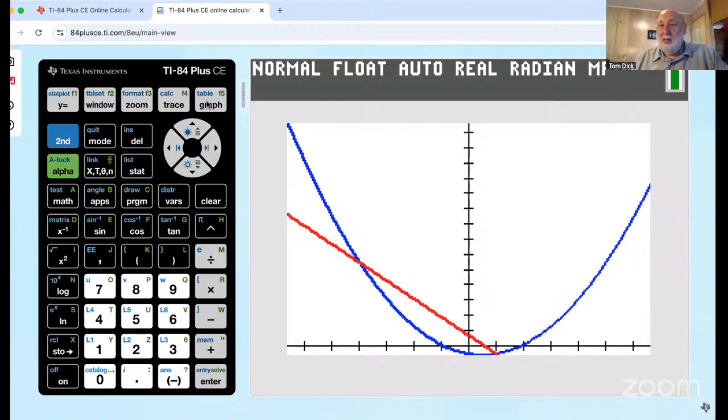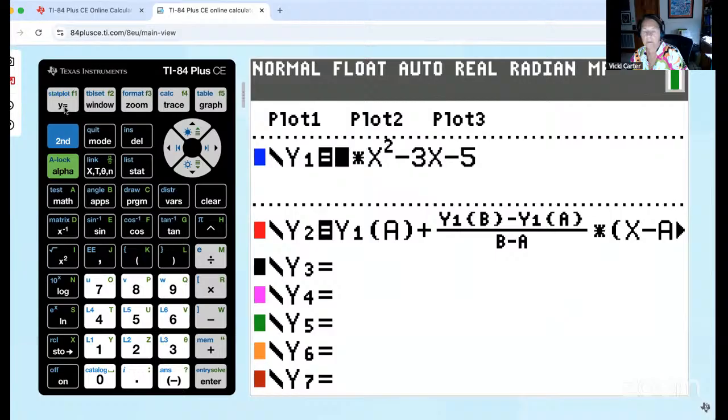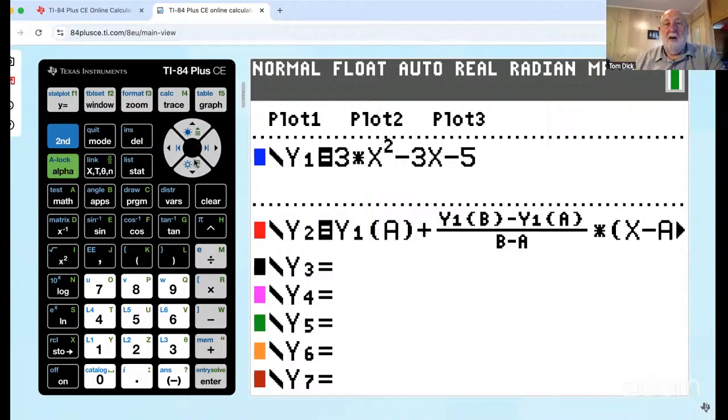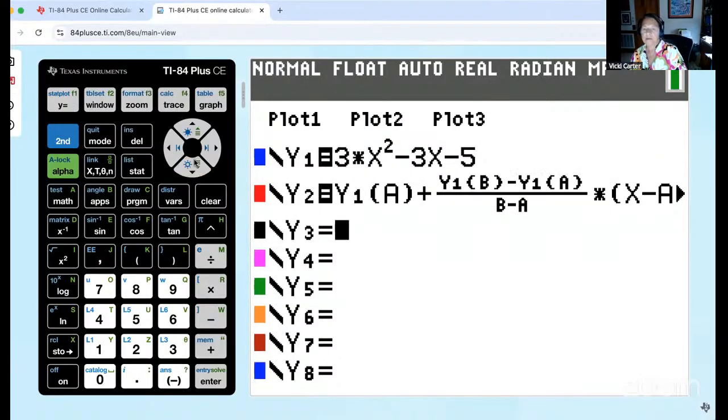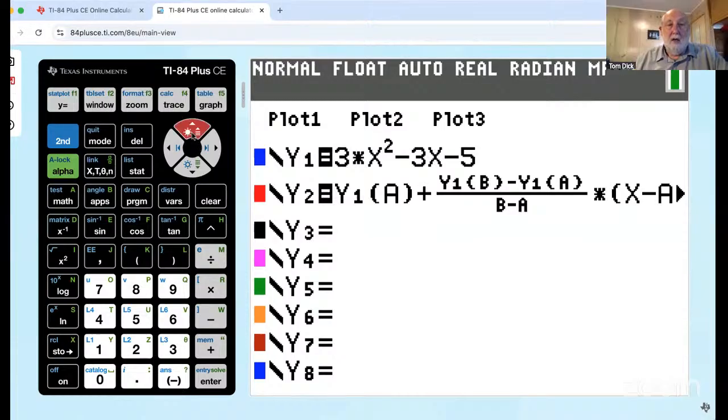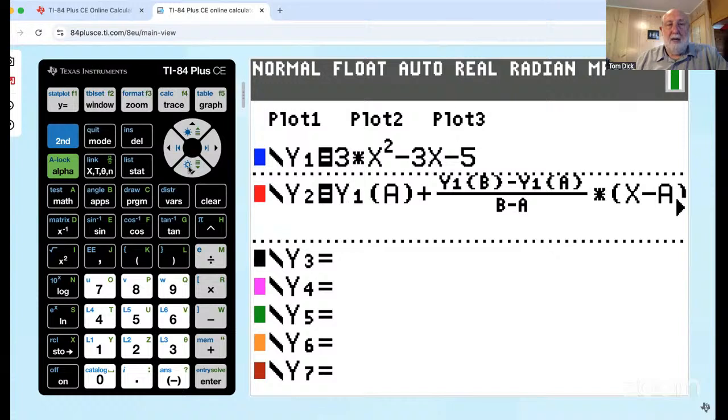One more thing. Go back to the y equals. You can copy that y2 expression, right? You mean put it in like y3? Y3, and change the A's to B's. Okay, I got it.